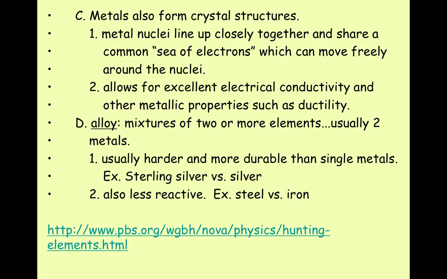Now, an alloy is something else we need to talk about, and that's a mixture of two or more elements, usually two metals. And when you mix the metals together, it typically leads to some desirable properties. Some examples here, we have our sterling silver versus silver. The sterling silver is less likely to corrode. Steel versus iron, the steel is stronger, sometimes less reactive. So whatever we're trying to accomplish, sometimes an alloy can be effective.